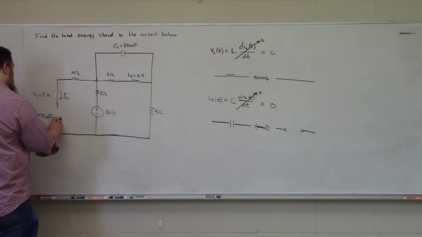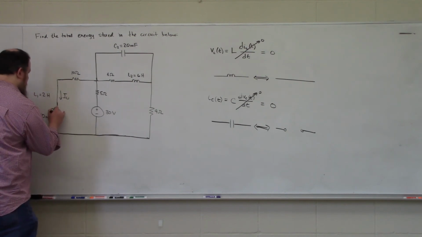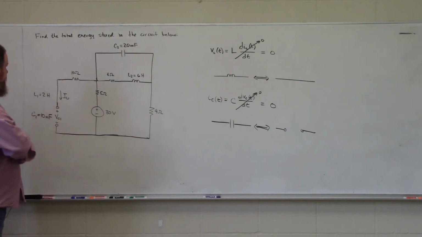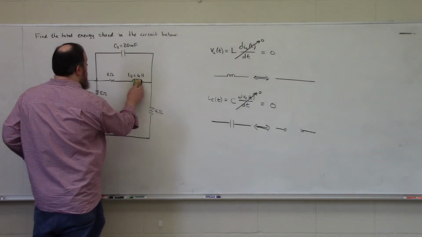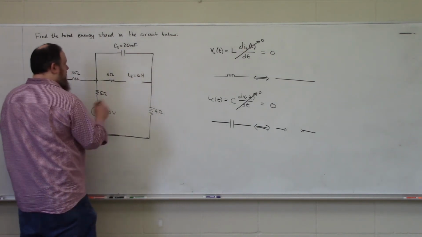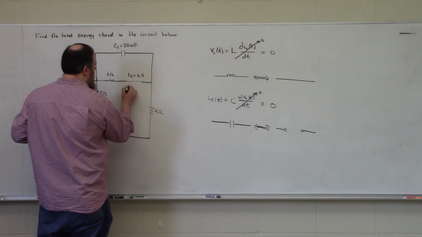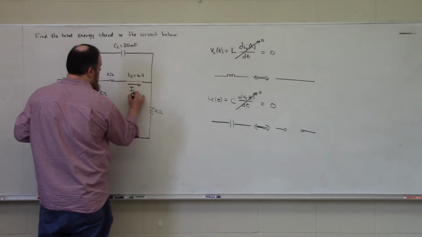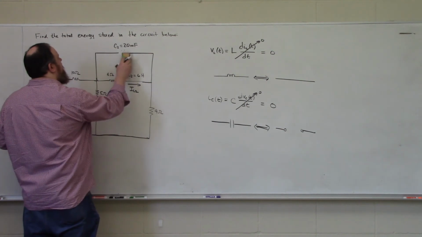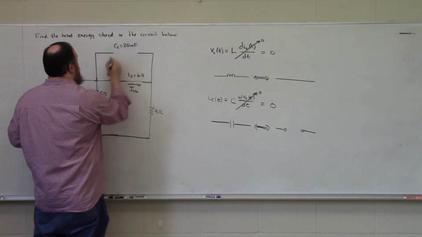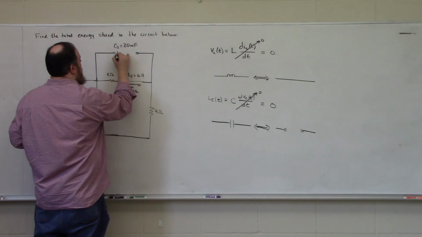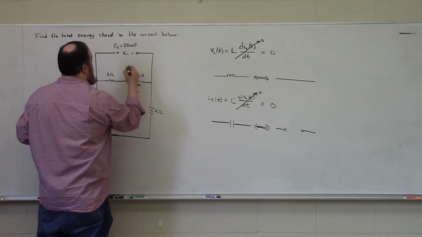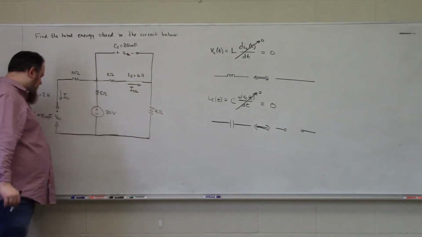This 10 millifarad capacitor will behave like an open circuit, and I'm going to assign this polarity to the voltage drop over that capacitor. For our 6 Henry inductor, again, I replace it with its electrical equivalent, and I'm going to look at the current. And for this 20 millifarad capacitor, I'm going to replace it with its electrical equivalent, and I'm going to try to determine the voltage drop over it.